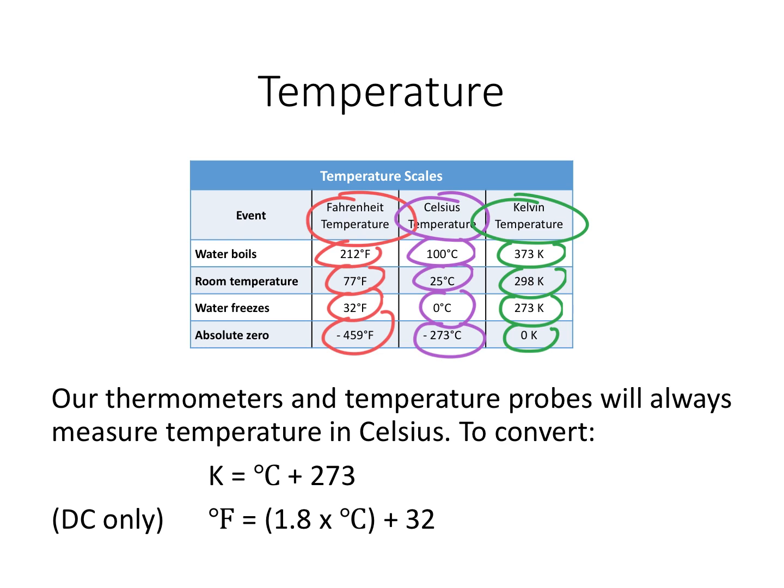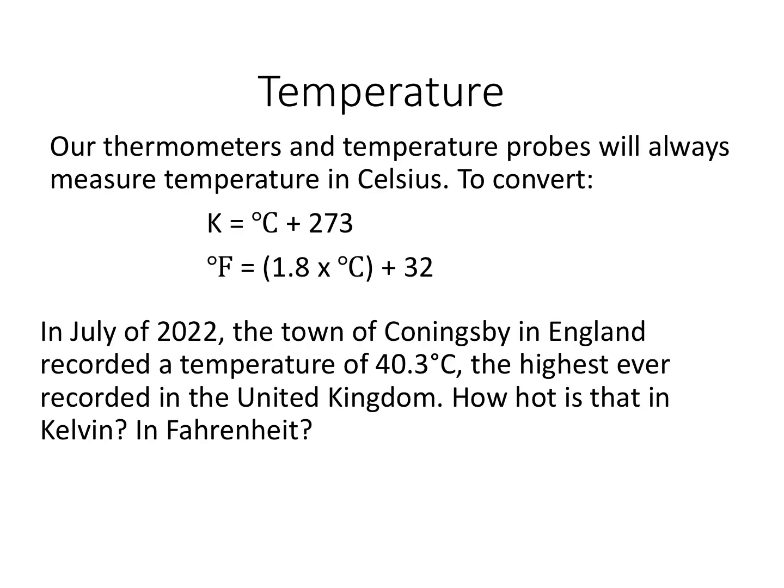Here's our conversions. If we want to go to Kelvin, we're just going to take our Celsius and add 273. If we want to go to Fahrenheit, which you're hardly ever going to do, but we will for our dual credit class, we'll take 1.8 times the Celsius plus 32. So here's our last problem. In July of 2022, the town of Coningsby in England recorded a temperature of 40.3 degrees Celsius. That's the highest ever recorded in the United Kingdom. How hot is that in Kelvin, and how hot is that in Fahrenheit?